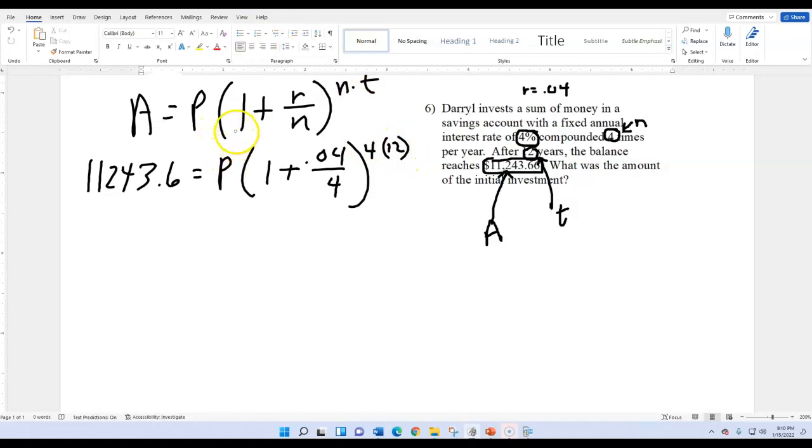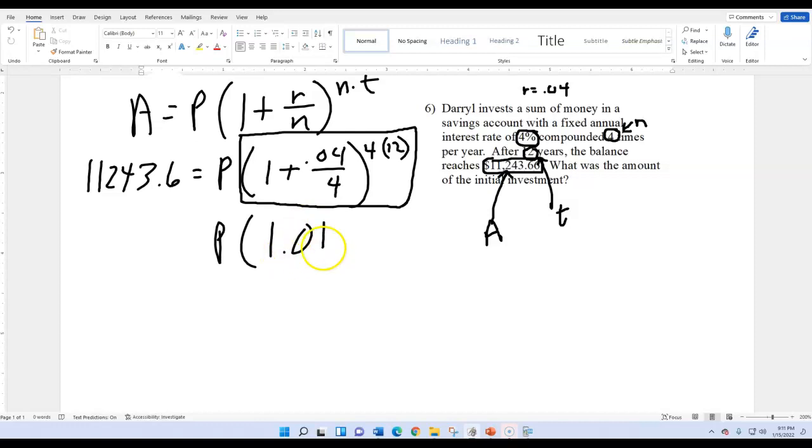So how are we going to do this one? All right, well, you could put this entire expression in your calculator if you wanted to. You could do parentheses 1 plus parentheses 0.04 over 4 raised to the power of 4 times 12, all in parentheses. You could do it all at once, or you could just do it in pieces. It's up to you. A lot of this I could just do in my head. I know that 0.04 divided by 4 is going to be 0.01. And if I add 1 to that, I get 1.01. And this is 48.